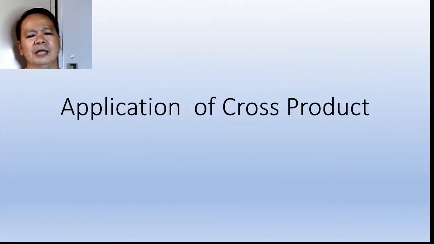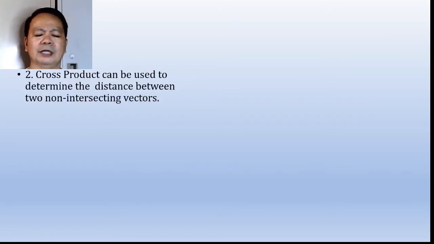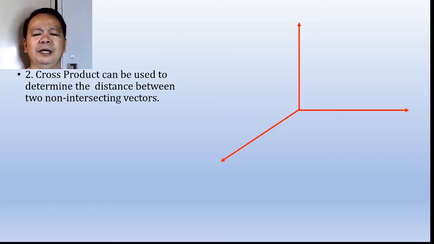So our topic for today is the application of cross product. We know that cross product can be used to determine the distance between two non-intersecting vectors. Let us imagine that we have here our three mutually perpendicular axes, the x, the y, and the z axis, such that this point is our origin and this is the direction of our x-axis. Here is the direction of our y-axis and this is the direction of our z-axis.